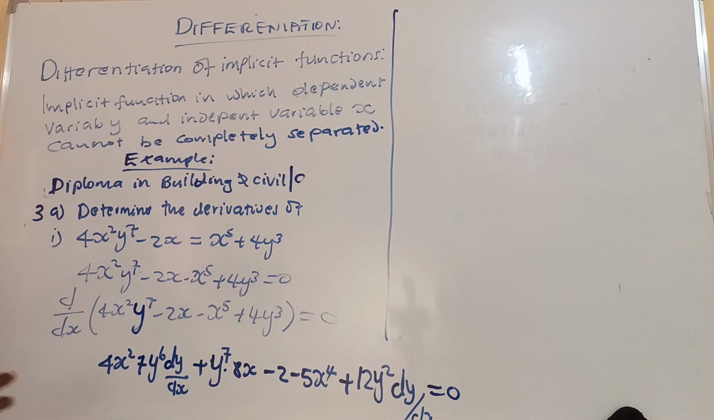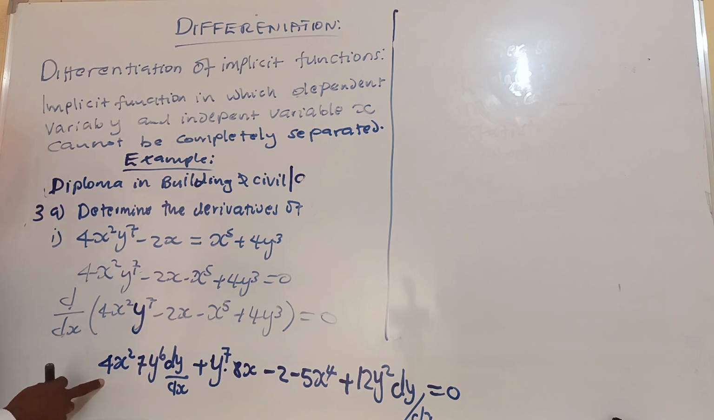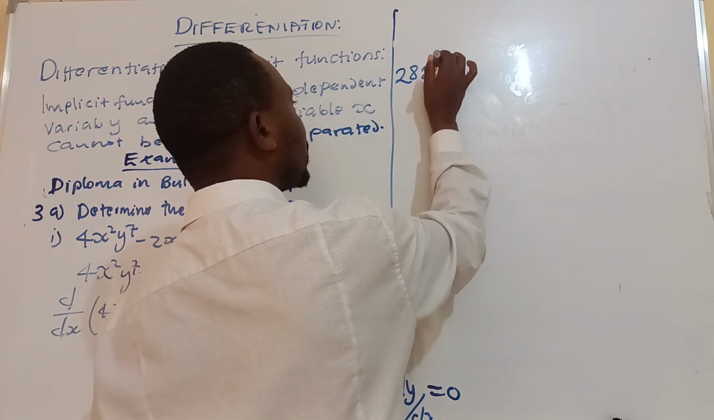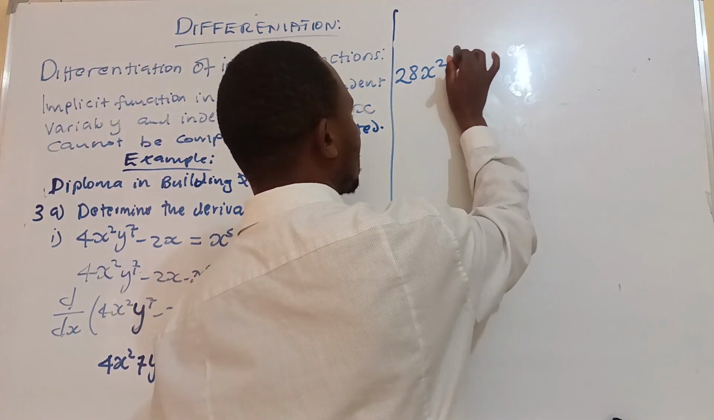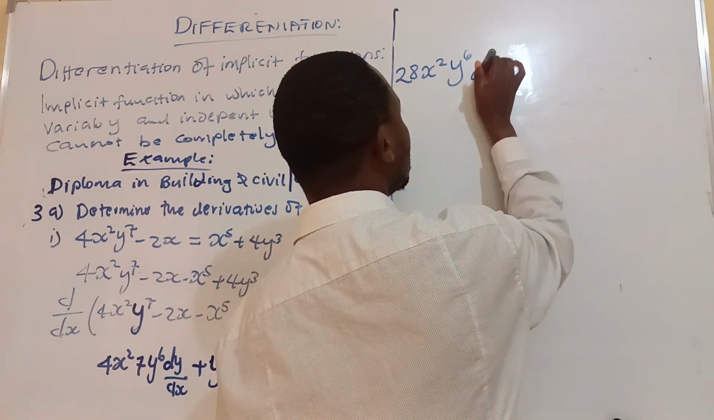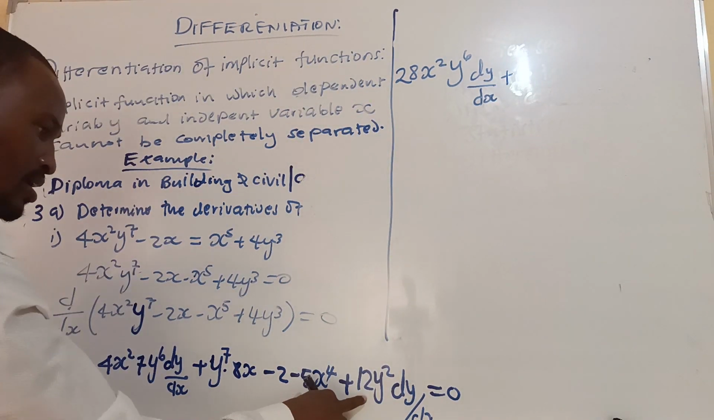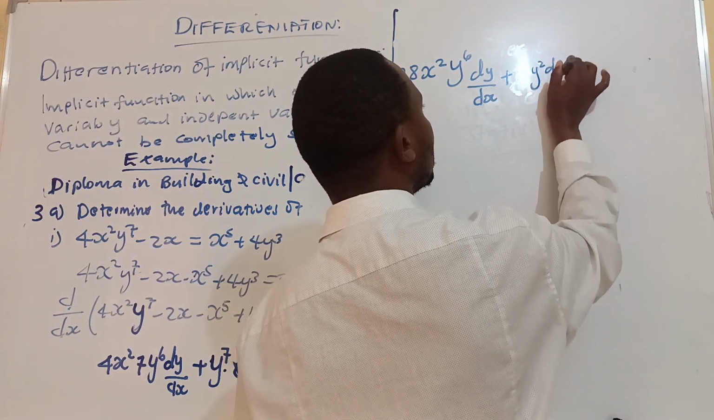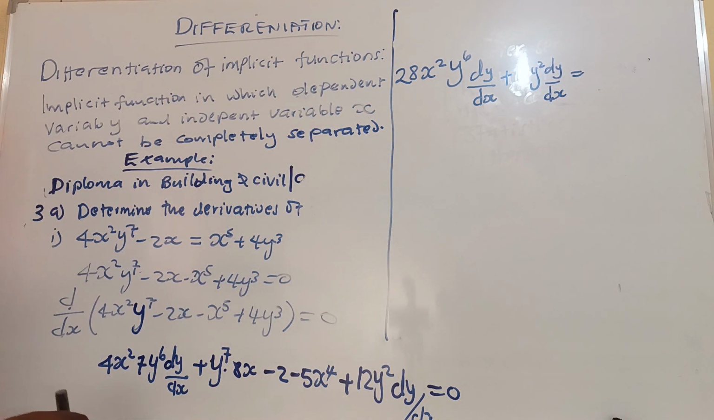We are going to put all terms that do not have a dy/dx on one side. So let us multiply this 7 and this 4. That is 28. 28x squared y to power 6 plus 12y squared dy/dx. Everything that does not have a dy/dx, we put it on the other side of the equation.